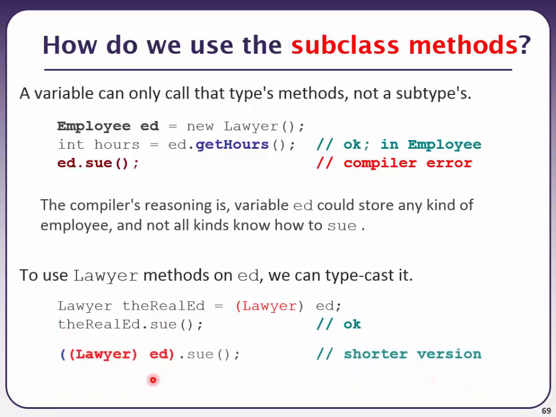There's a shorter version of that. If we don't want to use an extra variable, we could just take the value in head, cast it into a reference of type lawyer, then put extra parentheses here and say, I call the su method on that casted reference here. Okay, so both versions would work. This one uses an extra variable, not a big deal. If that makes your program more readable, go for it. I mean, no problem. But the idea is the same.